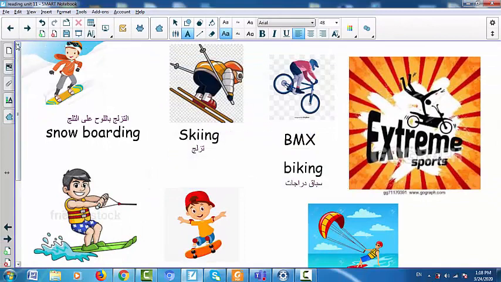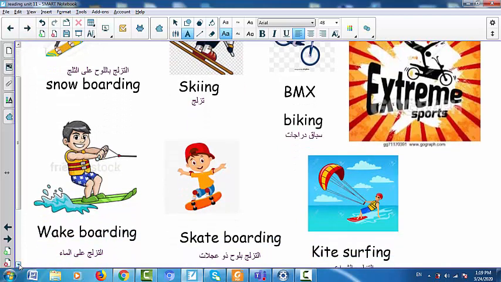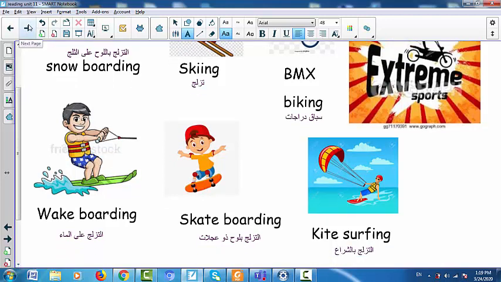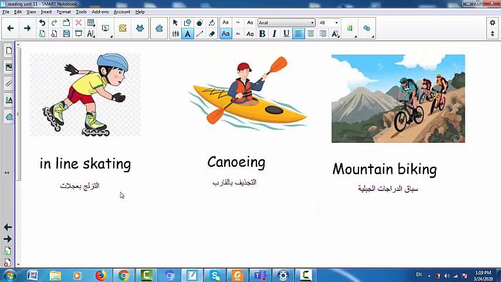In Poster 11, we have these new words, which we call extreme sports. Extreme sports means رياضات خطرة. Snowboarding, skiing, BMX biking, wakeboarding, skateboarding, and kite surfing. Inline skating, canoeing, mountain biking. These are in Poster 11. These sports, we call them extreme sports.